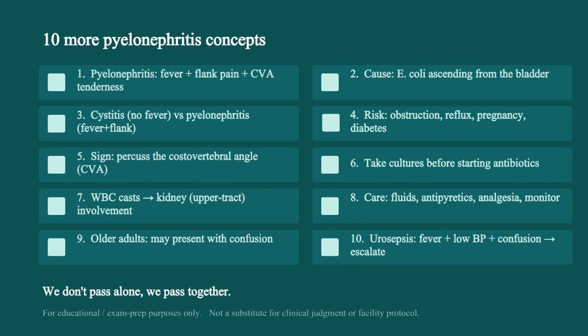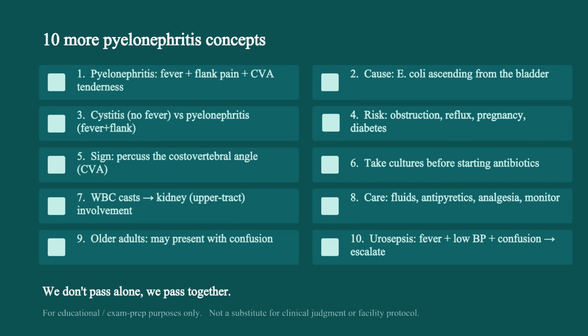Let's recap pyelonephritis part 1. It is an upper urinary tract infection. Fever, chills, flank pain, and costovertebral angle tenderness, usually with burning and frequency. The usual cause is E. coli ascending from the bladder. Cystitis has no fever. Pyelonephritis adds fever and flank pain. Risk rises with obstruction, reflux, pregnancy, diabetes, and catheters. Elicit the flank sign by percussing the costovertebral angle.